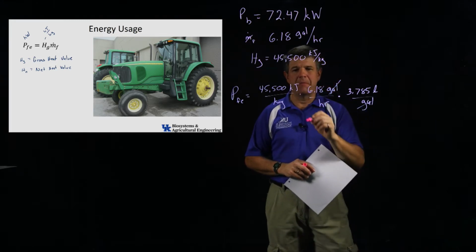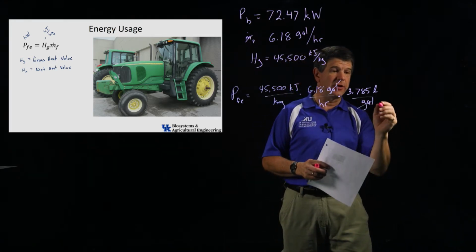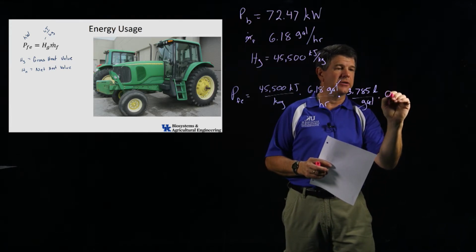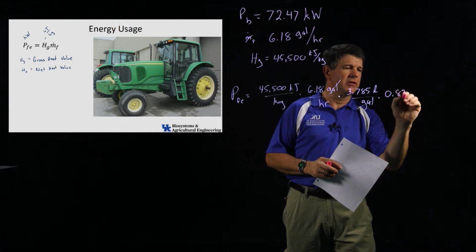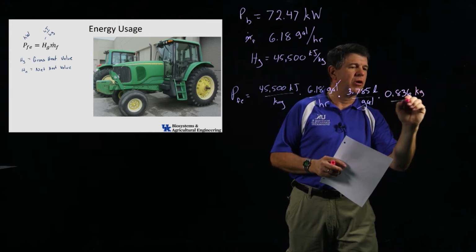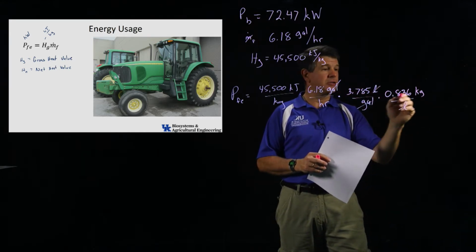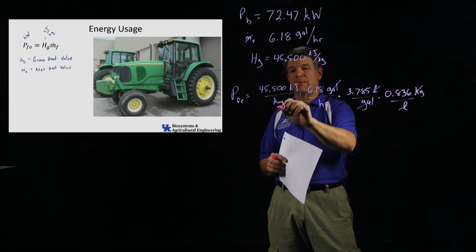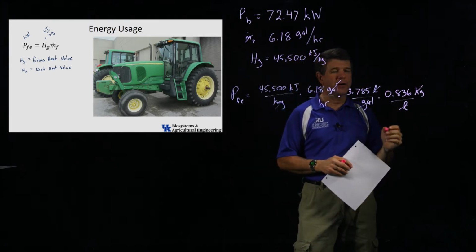I need to get that in a mass because I have kilograms. So what is the density of fuel? I can look up the density of the fuel, and it is 0.835 or 0.836 kilograms per liter. All right, so that gets rid of the liters. And that also gets rid of my kilograms because they're up here. So what units do I have left? I have kilojoules per hour.